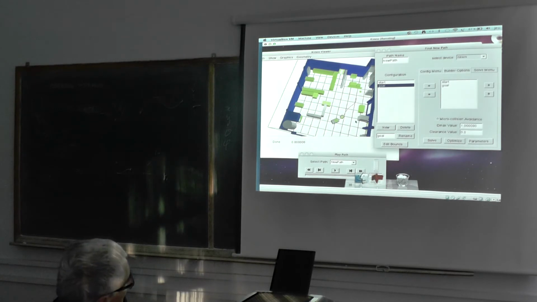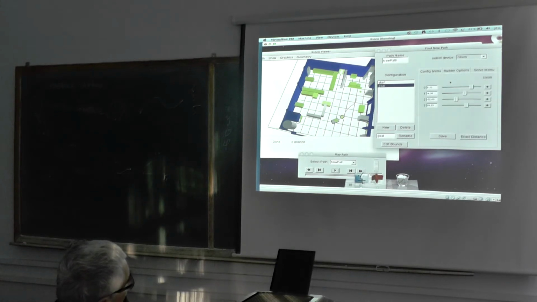Let us assume that now I am changing the goal configuration here. And I put the goal configuration close. I don't know if it will work. No. Sorry. I have to change. I forgot to say it.